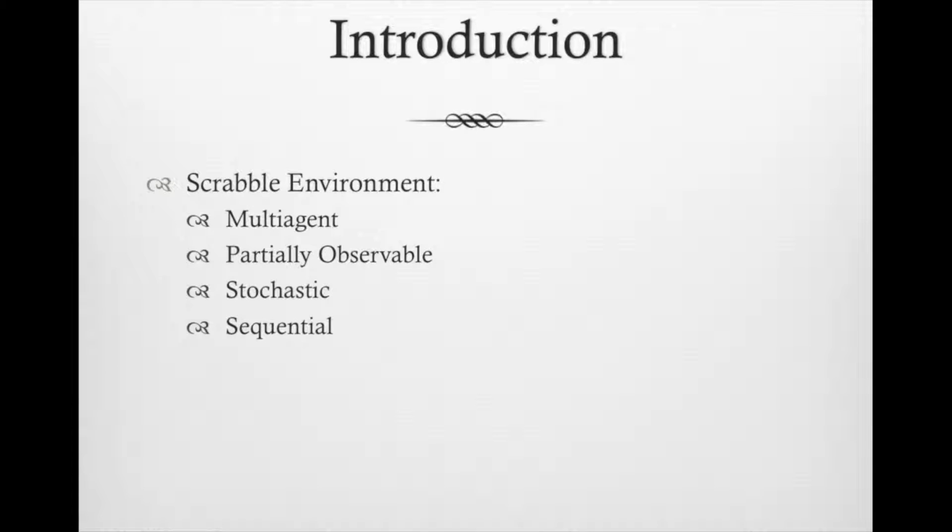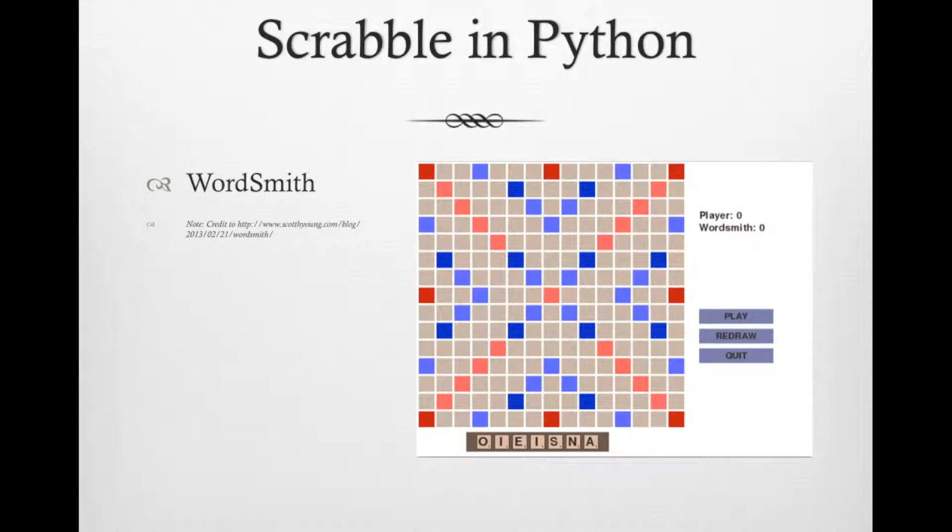interesting agent to program. So, for example, Scrabble's environment is multi-agent because you're playing against opponents, partially observable because you cannot see your opponent's hands, stochastic because when you play words, you draw new tiles randomly from a bag, and sequential because your moves build on each other to build up the word board.